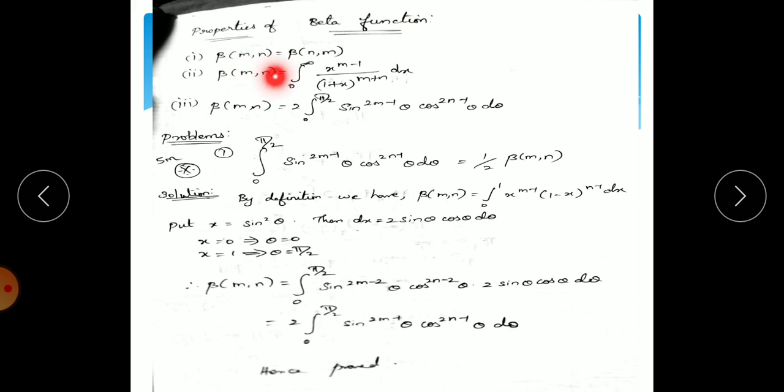Beta of m comma n equals beta of n comma m. We have already seen this, and I have given it in the notes also. Beta of m comma n equals the integral from 0 to infinity of x power m minus 1 divided by (1 plus x) whole power m plus n dx. Another form is in terms of theta.